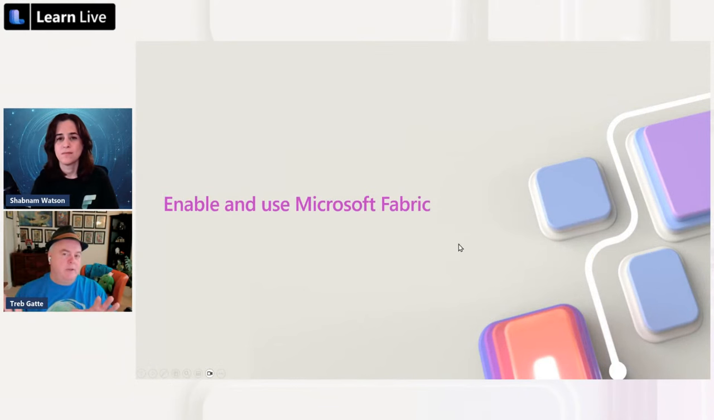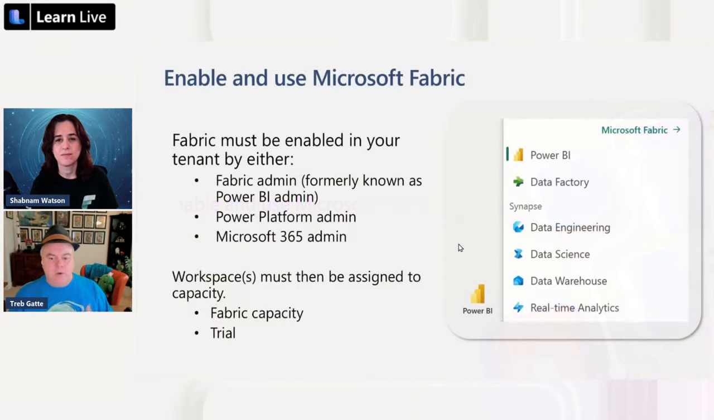So hopefully this is all sounding good. Perhaps you haven't seen it yet and you're intrigued, and you want to try this. So how exactly do I do that? Well, chances are you need to enable it, and in order to enable it, you're going to have to be an admin. The Power BI admin, which I've had for a long time, is now called a Fabric admin, so you've been upgraded. But you have to be either a Fabric admin, a Power Platform admin, or a Microsoft 365 admin, or if you have complete control over the whole tenant, you have global admin rights. Any of those four will give you the ability to get to where you need to be to turn this on.